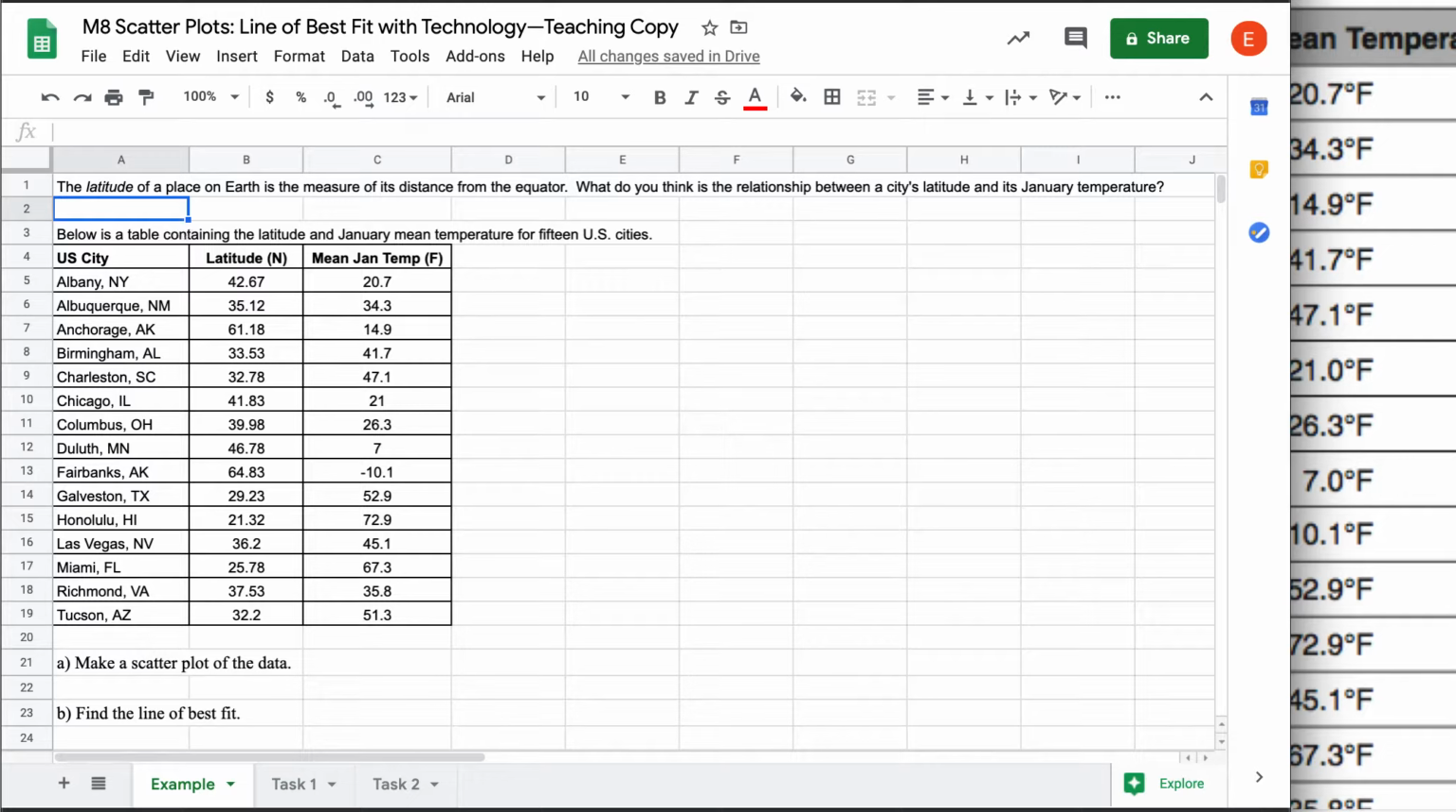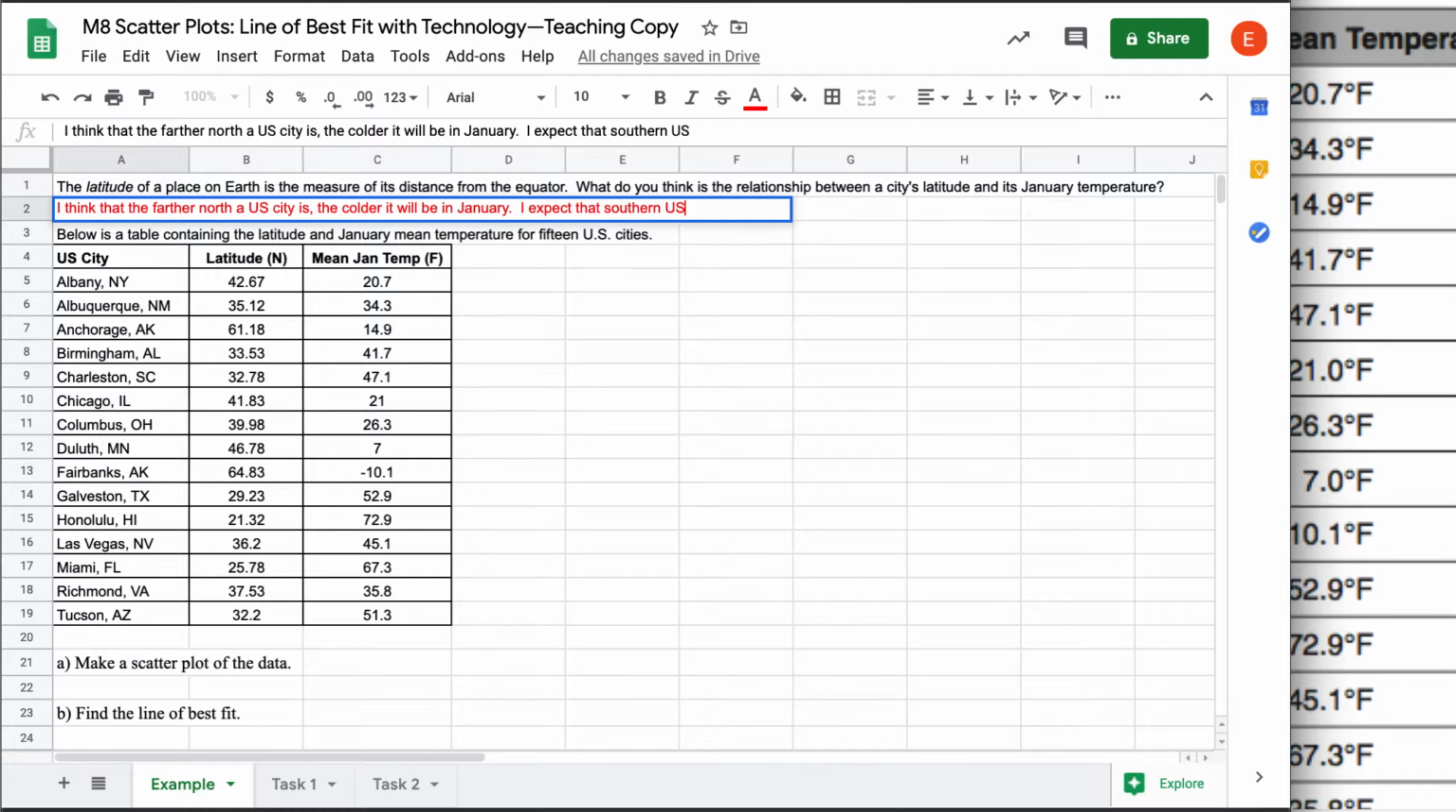So I think that the farther north a U.S. city is, the colder it will be in January. I expect that southern, I guess that doesn't need capitalized, southern U.S. cities are warmer than northern U.S. cities in January.